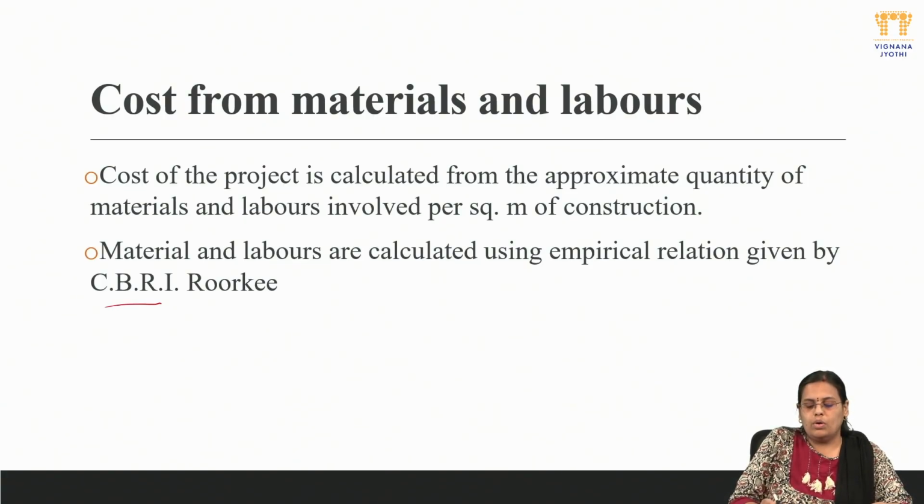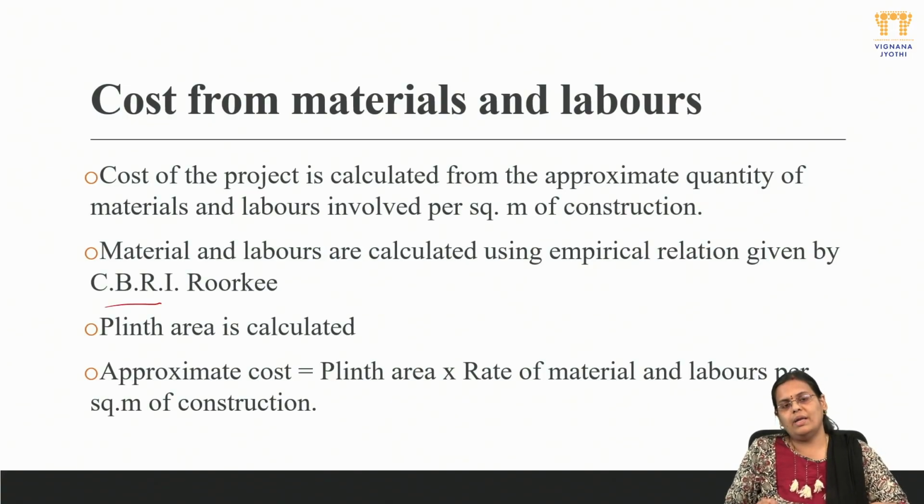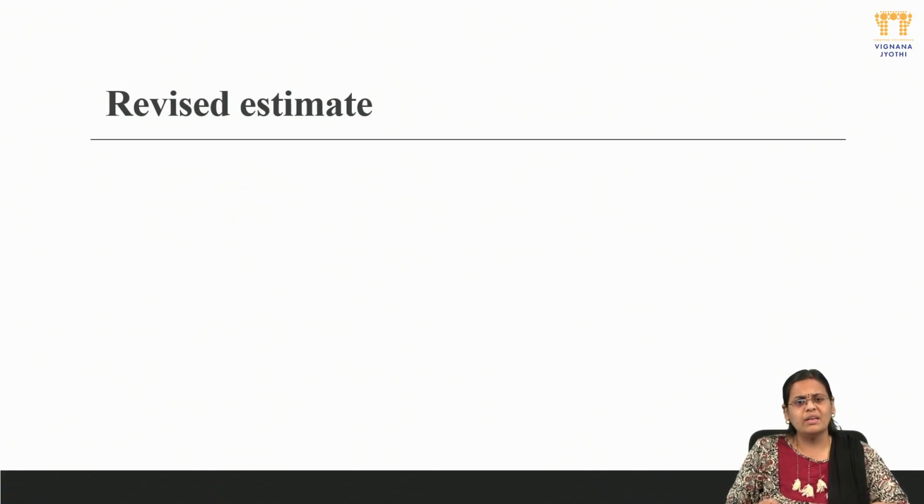Once you know the quantity of labor and materials, then you can calculate the rate of construction per unit area. Then you need to calculate the plinth area of your proposed structure. Once you know the area and rate of material and labor involved in a 1 meter square construction, then the approximate cost can be calculated. Fine.